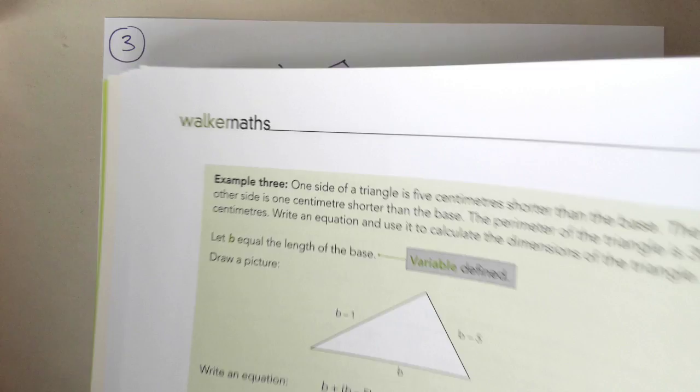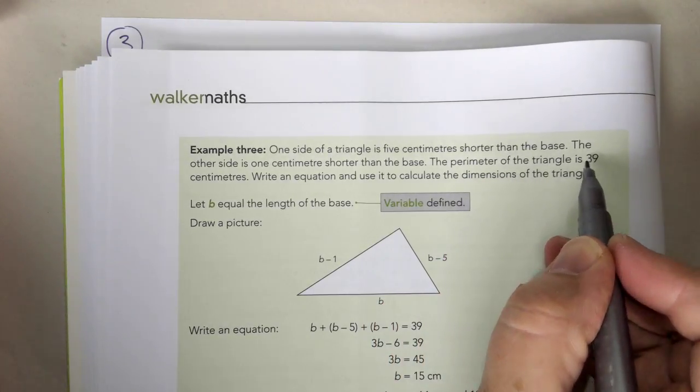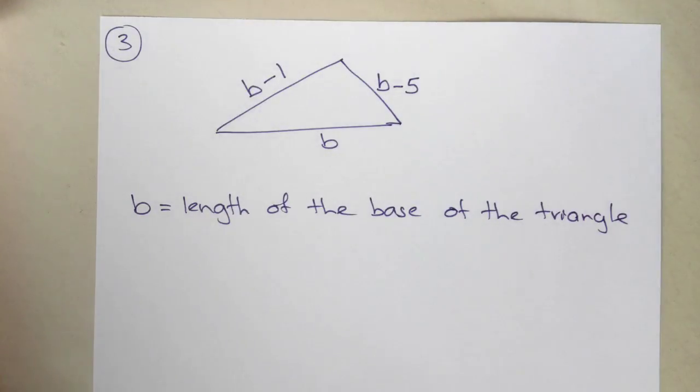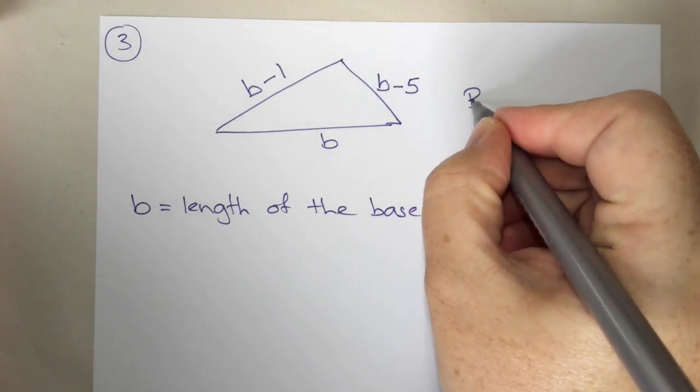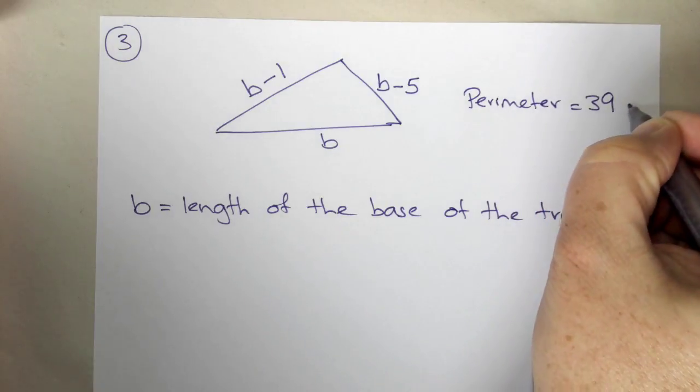Then it tells us that the perimeter of the triangle is 39 centimetres, and we want to find this equation. So I'm just going to write this down as our perimeter equals 39 centimetres.